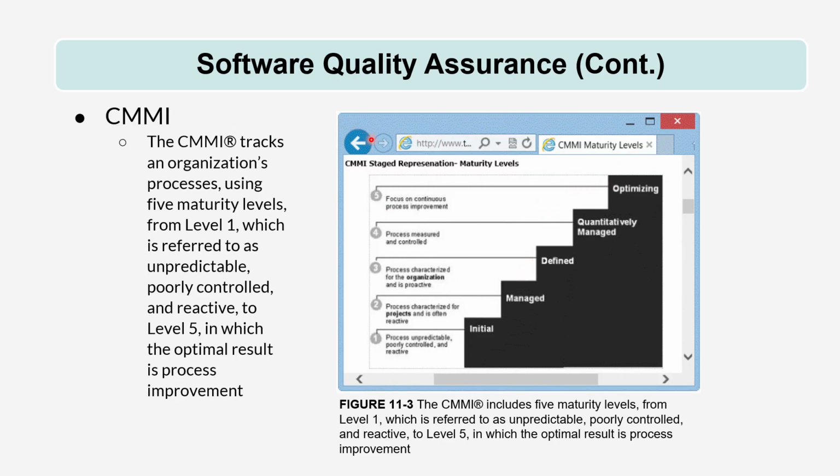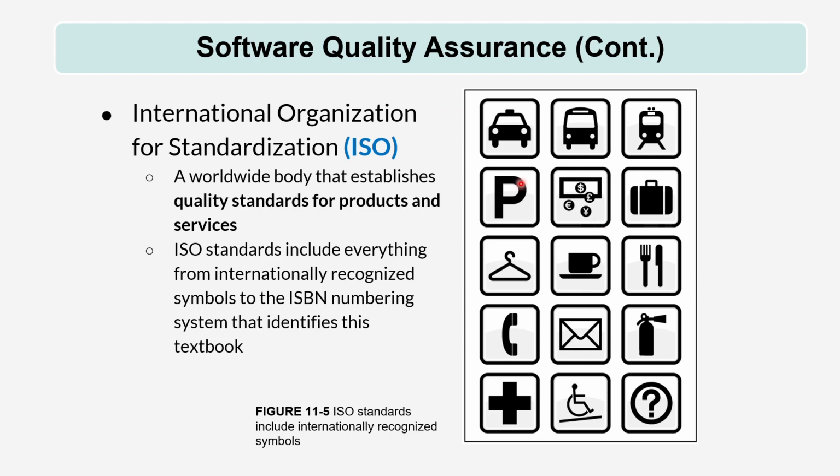This is the CMMI model. The new one tracks an organization's processes using 5 maturity levels, from level 1, referred to as unpredictable, with poor control and reactive, to level 5, optimizing, in which the optimal result is process improvement.